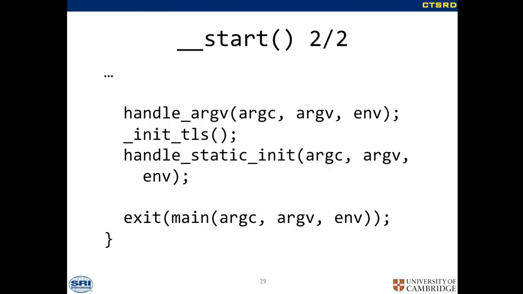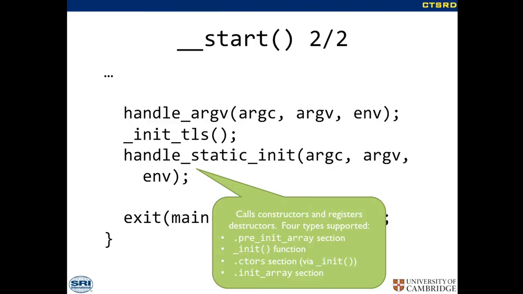So back to start again. We've initialized TLS, and now we get into static init. I'm not going to dive deep into the code because it is a chain of boring and hard to read code, and basically this is where all the constructors are called and where destructors are registered. As I said earlier, there are four different kinds because people added them at different times and wanted different things.